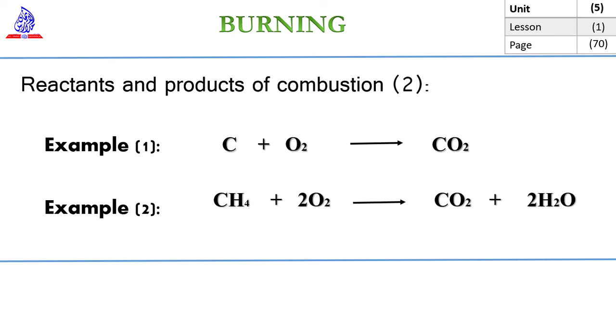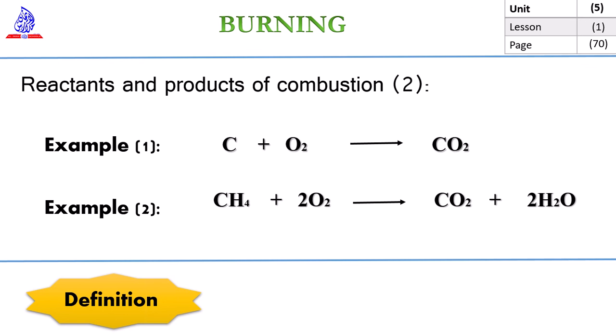The difference between these examples: number one is a simple example, number two is a complicated example. In number one, the substance is just carbon. In number two, the substance that reacts with oxygen is not only one carbon atom, but a hydrocarbon. The product in example one is just carbon dioxide. In example two, the products are carbon dioxide and water. So there is a difference. Both example one and example two are examples of burning.